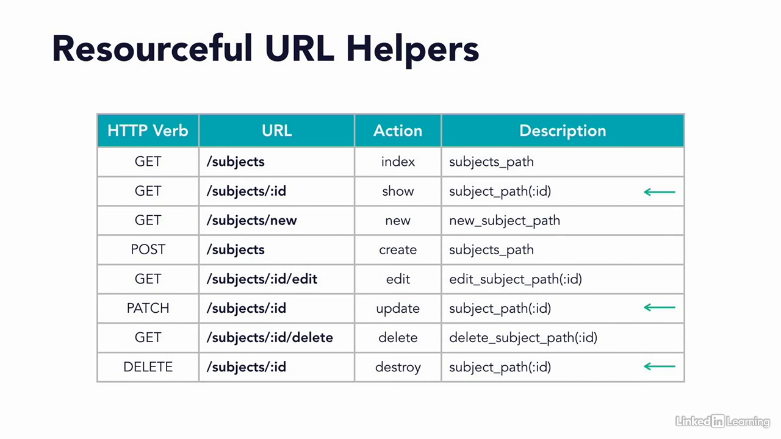Notice also that subject_path with an ID is used 3 times. The first one is when it's a GET request, such as from a link, and that's going to allow us to examine the details of a particular subject. That's the show action. We can use that same helper method with the patch method, which would be assumed automatically if the context is a form, and that would allow us to update the information about an object.